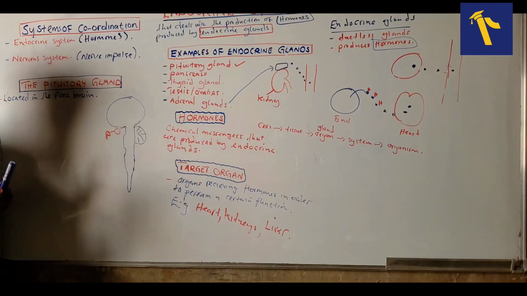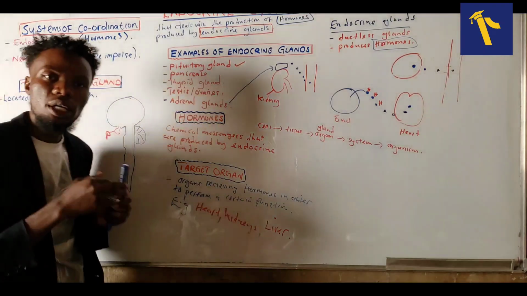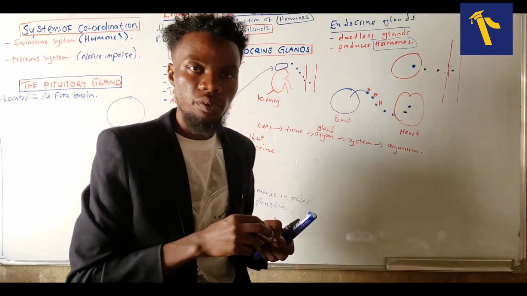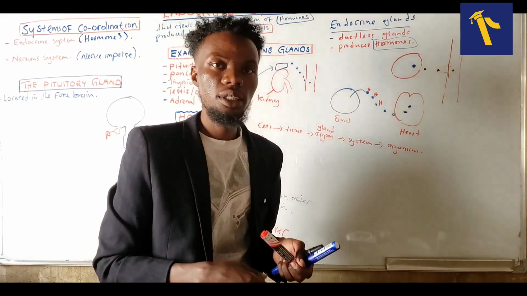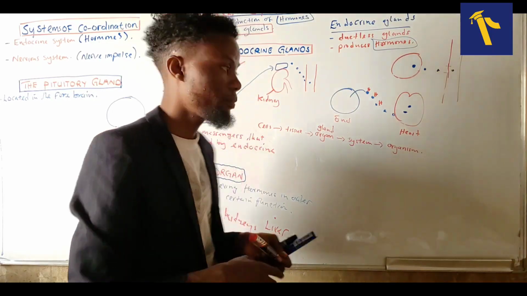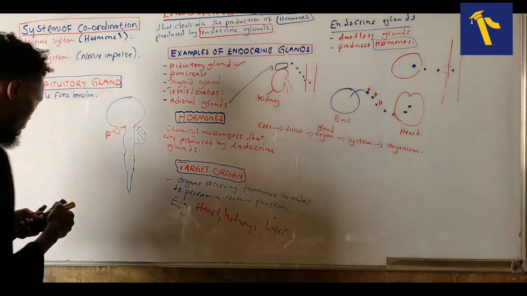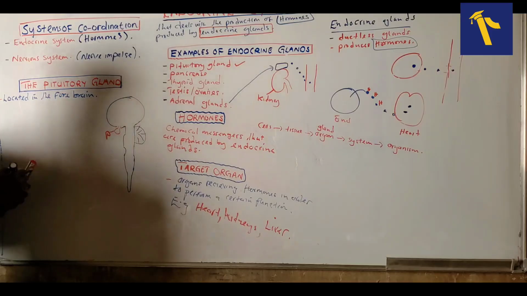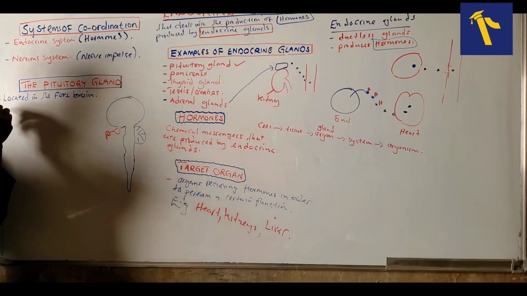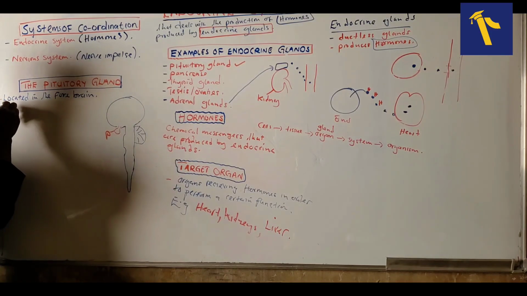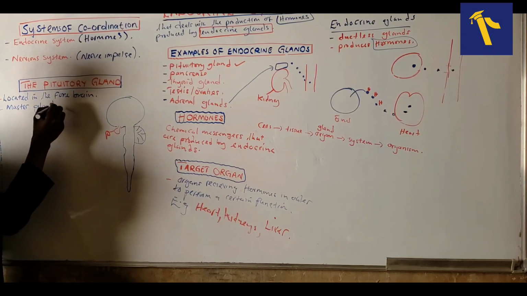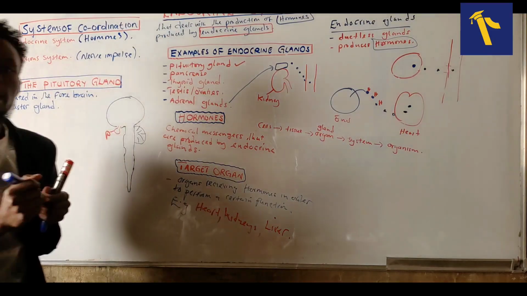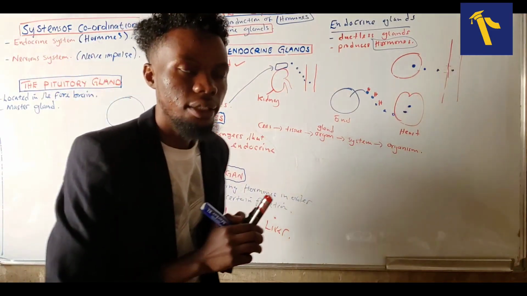I'll just use P. Okay, so if someone asks you, where can you find the pituitary gland? You can say you can find it in the forebrain. Okay? What else are you supposed to know about the pituitary gland? It is called the master gland. So the pituitary gland is a master gland.